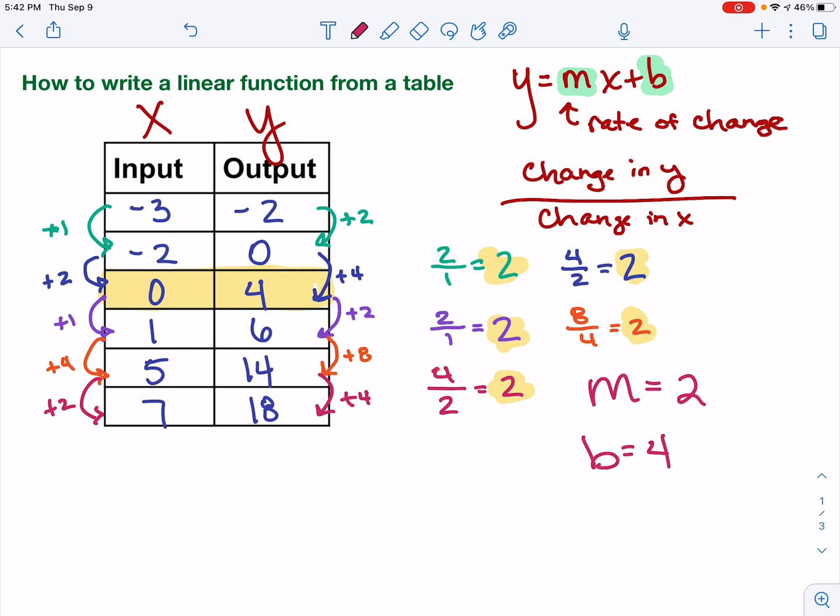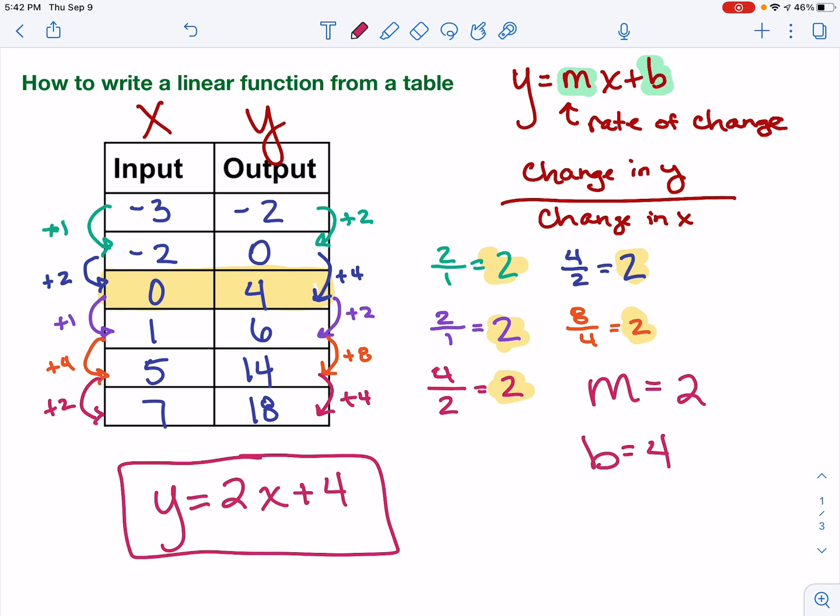So now I'm going to take these two pieces and I'm going to put them together. So y equals mx, well the m value is 2, so we're going to say 2x plus b, and my b value is 4, so plus 4. So there is my linear function that I've written from my table.